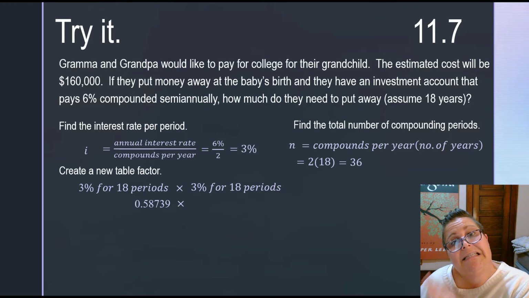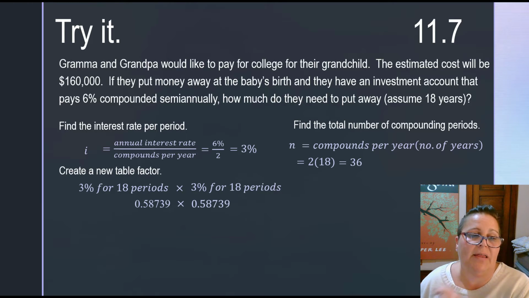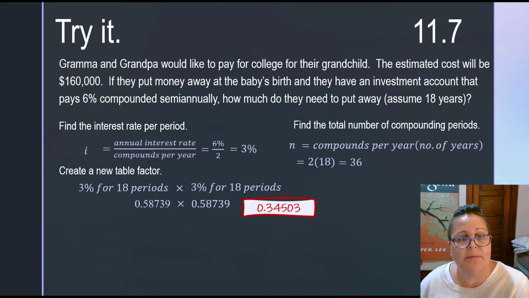Notice again, it's less than 1. And I'm going to multiply that by 0.058739. Again, less than 1. This gives me 0.34503. The great news about this is while they need $160,000, they only need to put away 34% of that money. How do I know 34%? I'm simply taking the table factor and converting it to a percent.